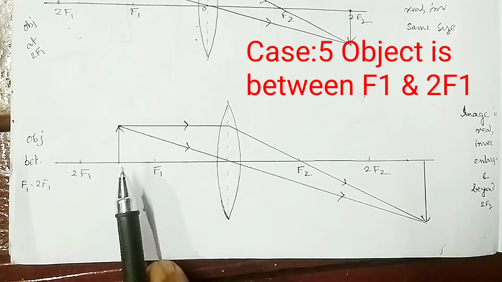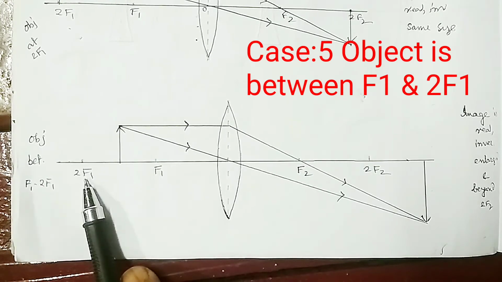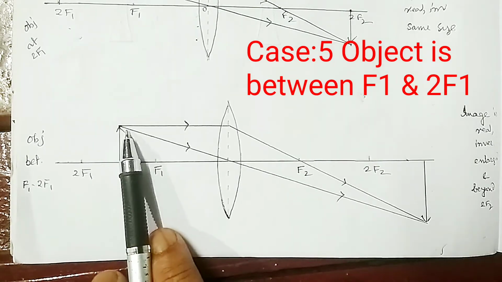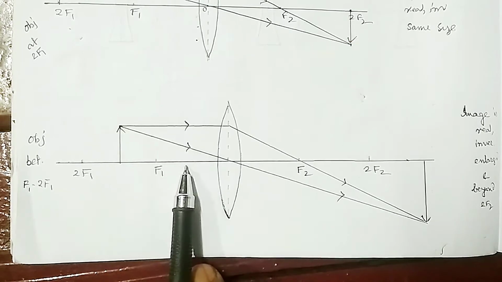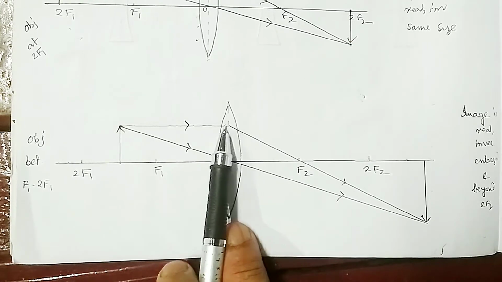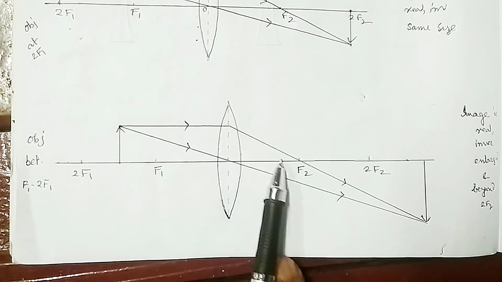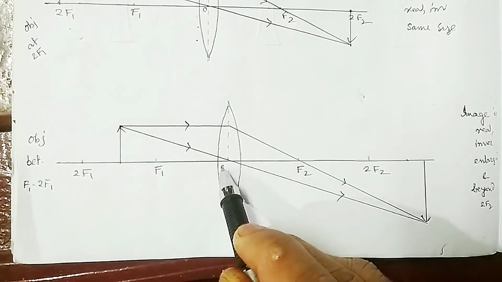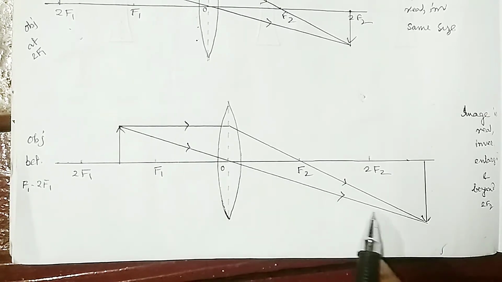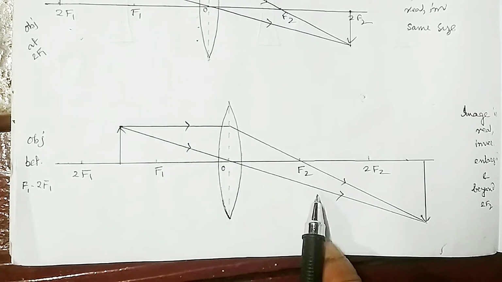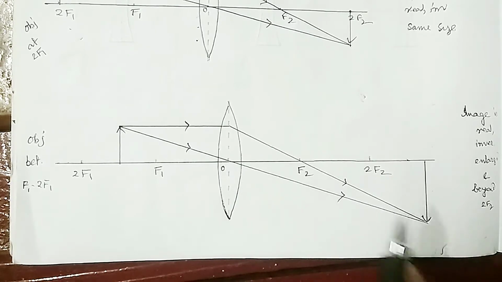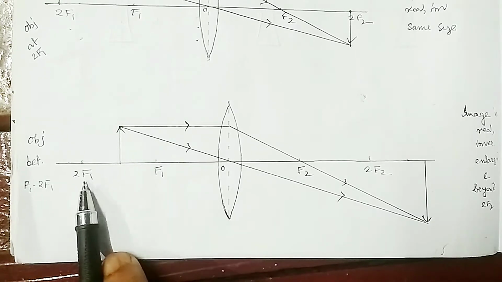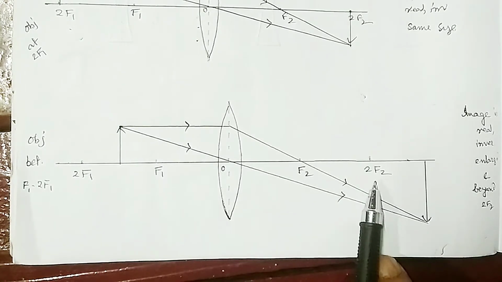Fifth case, when the object is placed between f1 and 2f1. Just see the ray which is parallel to the principal axis, after refraction through the lens, this passes through the second principal focus. Another ray which passes through the optical center will go straight without any refraction, and these two refracted rays meet at a point which is beyond 2f2. So when the object is between f1 and 2f1, the image will be formed beyond 2f2.